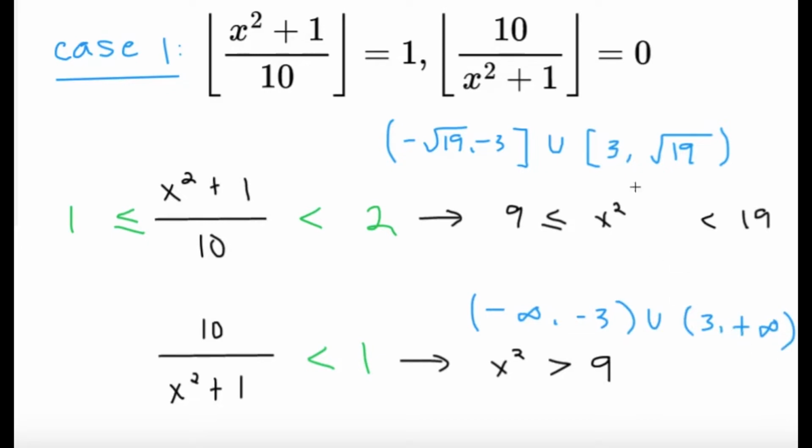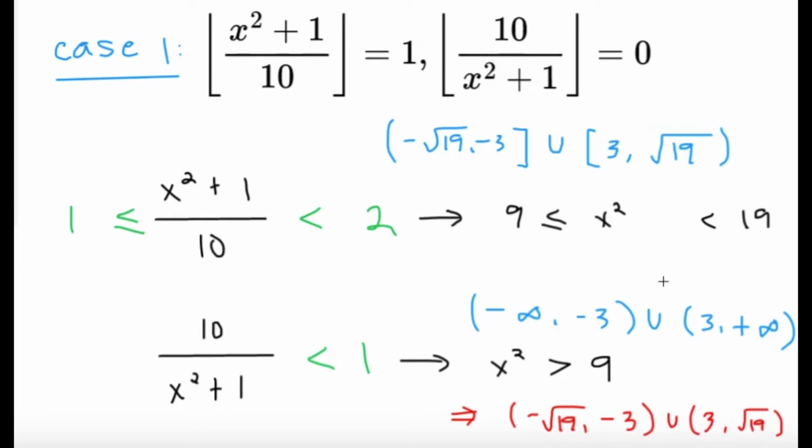And if I combine these two, so I'll take the intersection of these two, I'll be getting the following. So the common solution would be from negative square root of 19 to negative 3, exclusive of negative 3, union with exclusive of 3, and then to positive square root of 19.